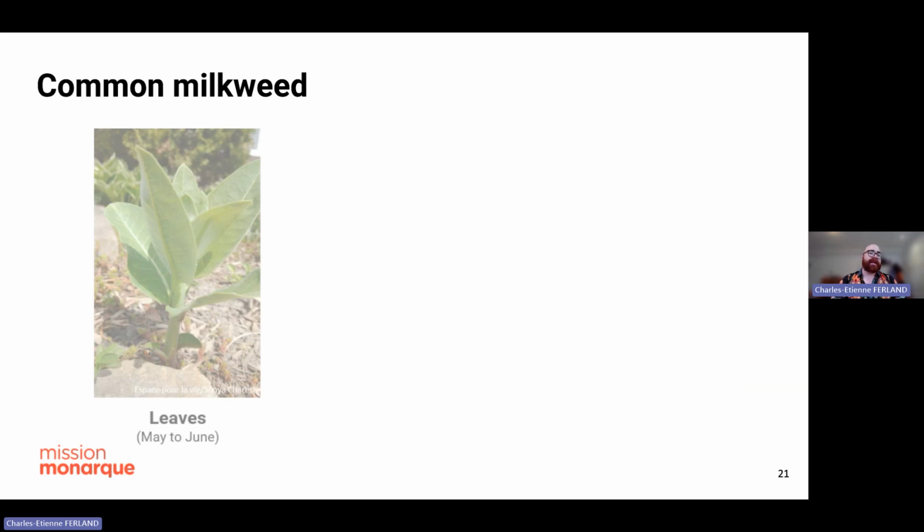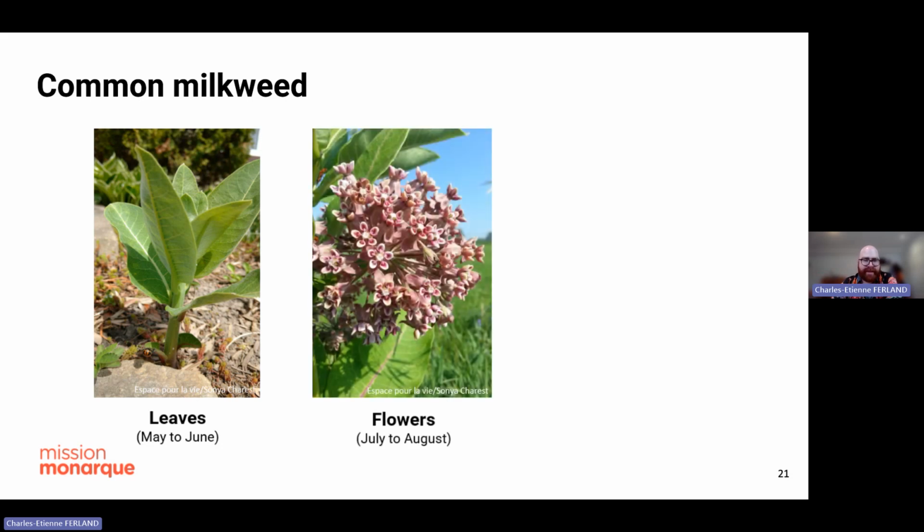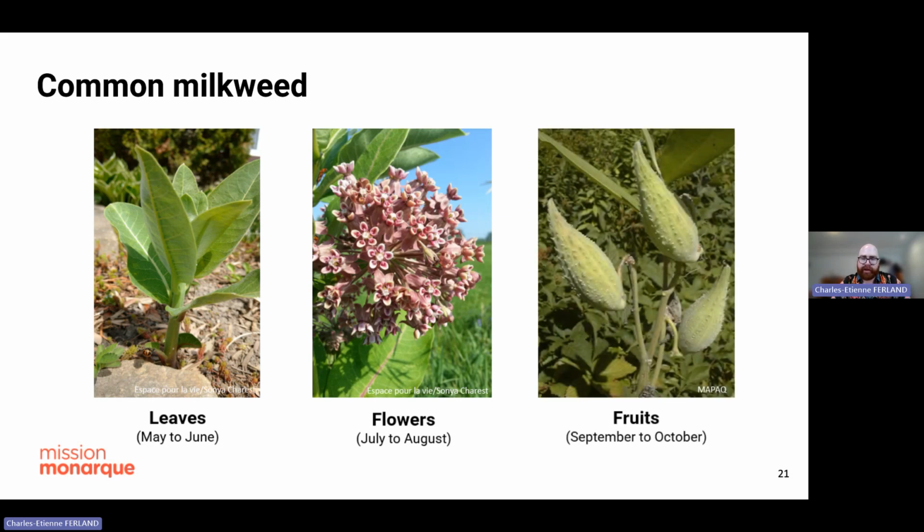And if we dig closer into the common milkweed, we're currently in June 2025 as I'm giving this workshop, and we can start seeing the leaves of the common milkweed. At least in Montreal, I see them when I'm biking to work in the morning. And in July and August, you'll see the flowers of the milkweed, which are spherical and smell very good. And in September and October, you can see the fruits of the milkweed, which look like this one on the screen.